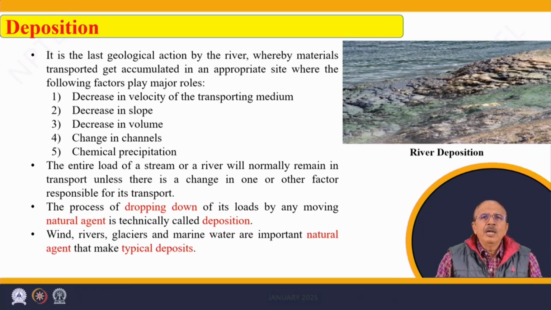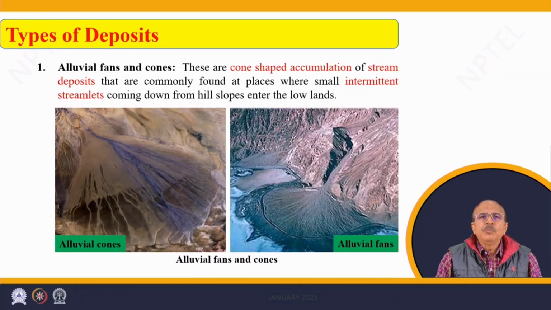So the entire load of a stream or river will normally remain in transport unless there is a change in one or other factor responsible for its transport. The process of dropping down of its load by any moving natural agent is technically called deposition. Wind, river, glaciers and marine deposits are important natural agents that make typical types of deposits. The types of deposits: first is the alluvial fans and cones.